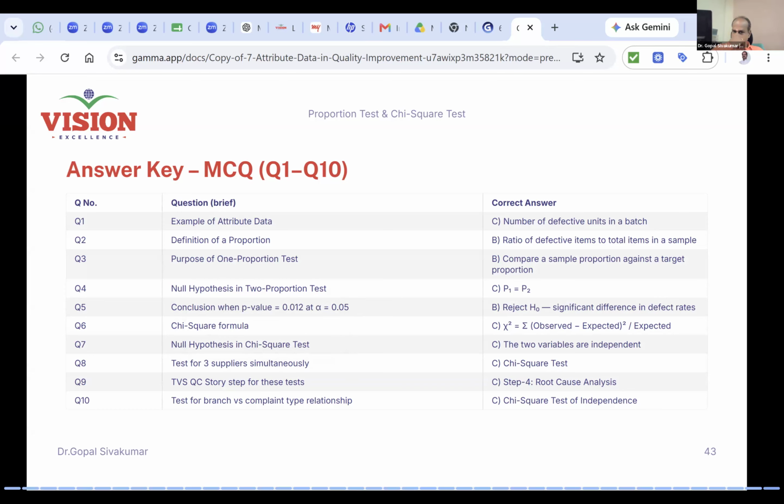Which is the question we wanted to refer the answer? Question 7. The two variables are independent. Oh, you're right. Two variables are independent, correct.